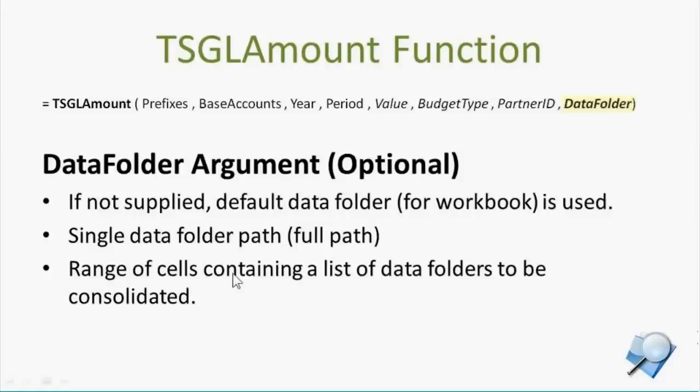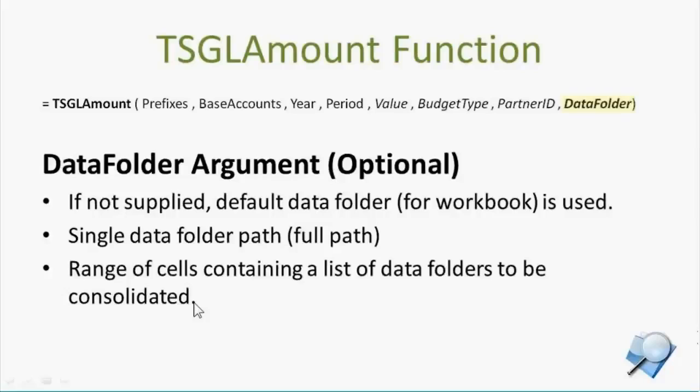So you notice that this can be left blank for the current data folder, a single data folder path, that'd be like the UNC path, the folder, or even a range of cells containing a list of data folders. So that makes it really handy for consolidating folders together.